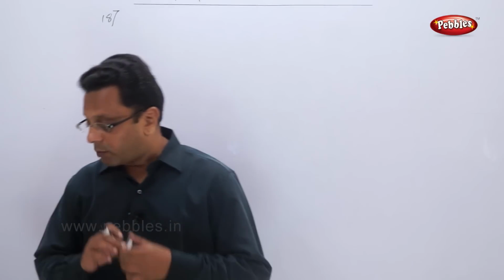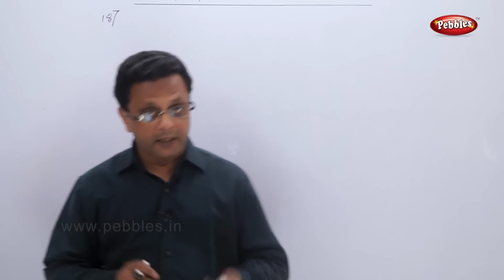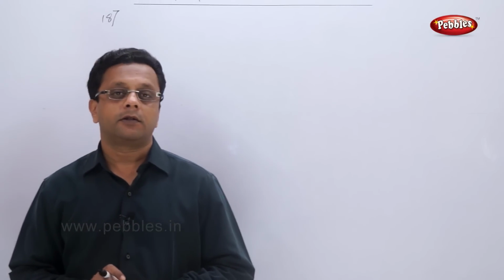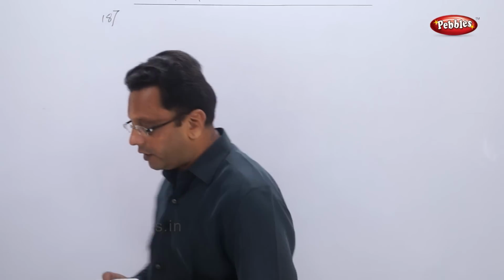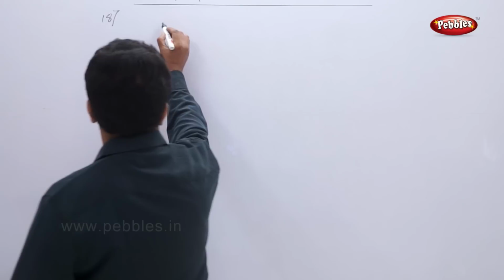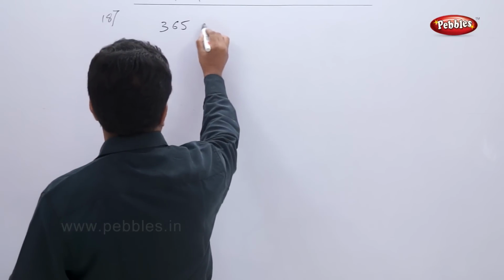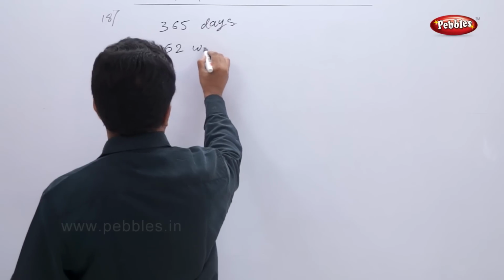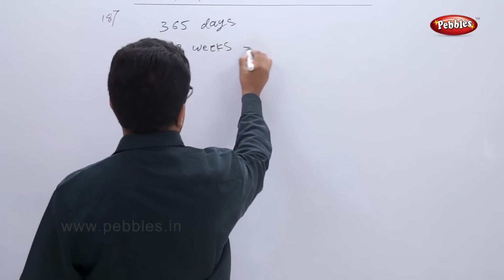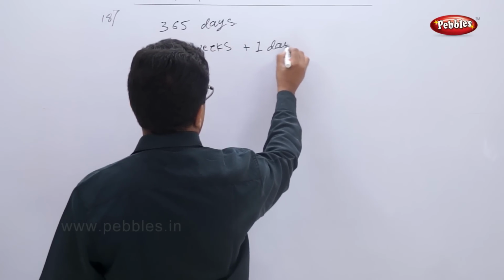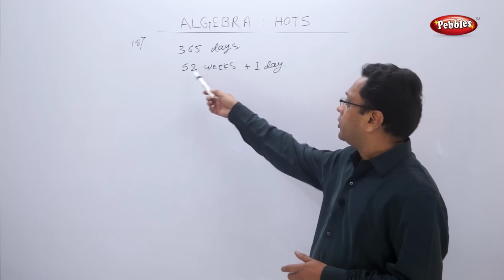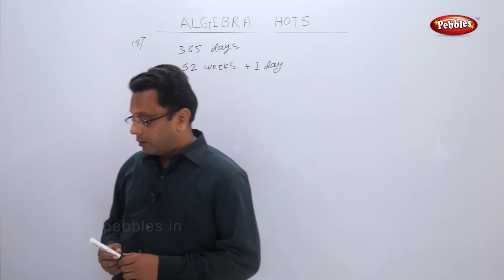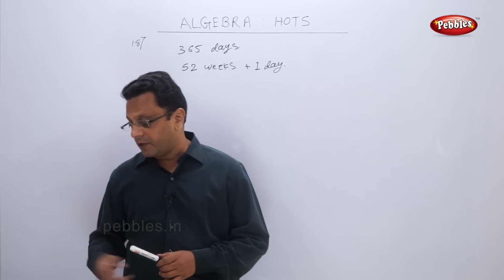What is the probability that an ordinary year has 53 Sundays? Now in an ordinary year we have 365 days, that is 52 weeks plus 1 day. So in 52 weeks and 1 day, what we have to find out is the probability that an ordinary year has 53 Sundays.